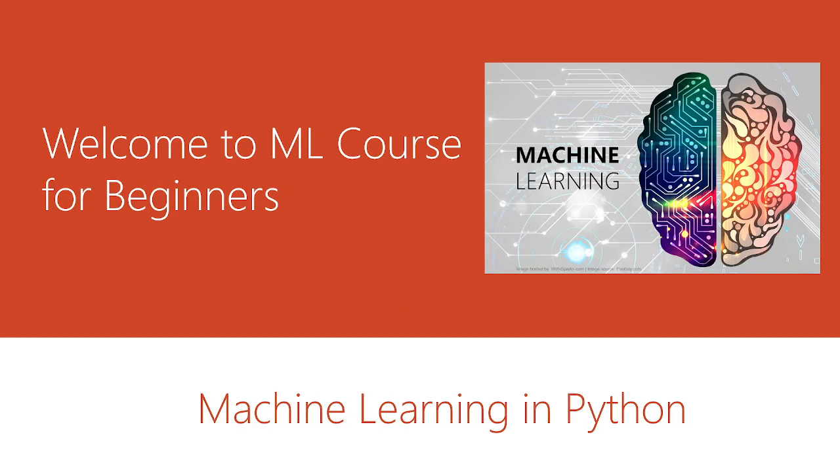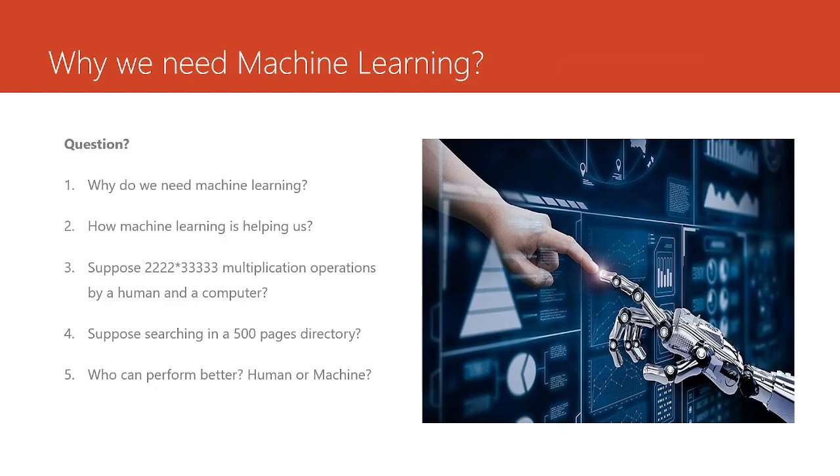So today we are going to discuss what is machine learning and why do we need it, and what are the circumstances in which we prefer the machine to work for us, and what are the circumstances in which we prefer the human to work for us. So we have particular questions here, like why do we need machine learning. All of you can think about it.